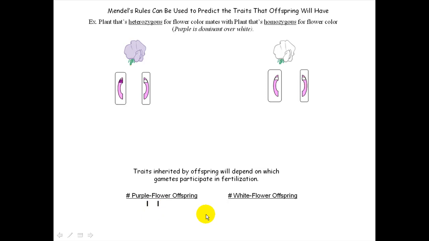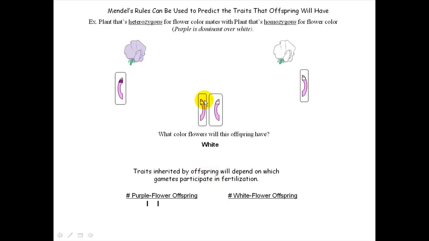If it turns out that these are the two gametes that end up fertilizing one another, then you can see that the actual flower color of this offspring will be white. Right? White allele, homozygous for white. So since we're keeping track, how about if we notch one down for a white flower offspring being possible?